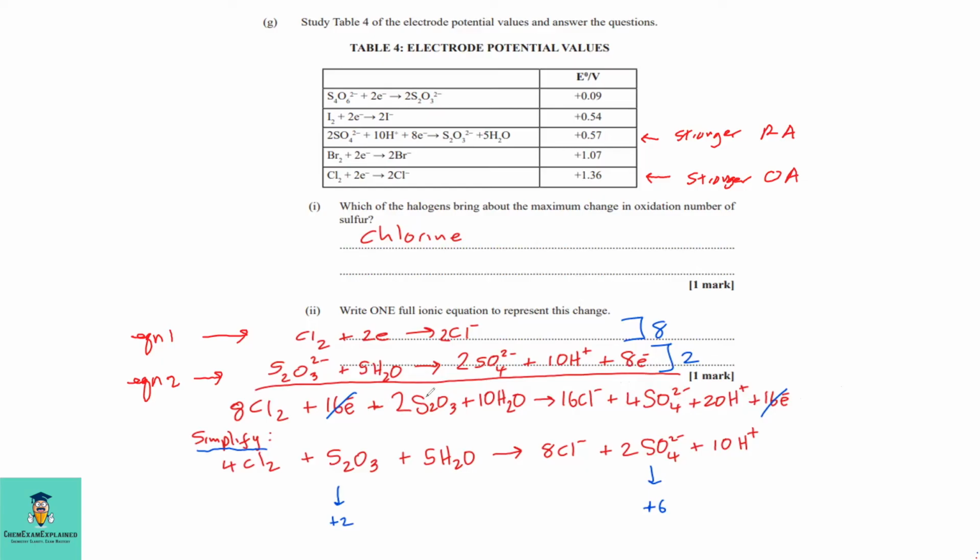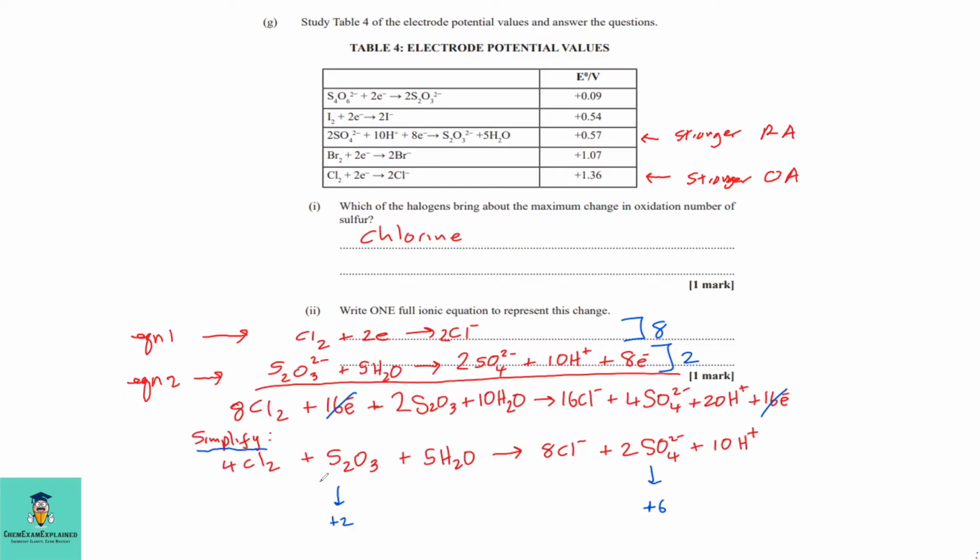After which, we're going to simplify the equation. So 2 into 8 goes 4 times, so 4Cl2 plus 2 into 2 gives me 1 S2O3 plus 2 into 10H2O produces 5H2O. 2 into 16Cl minus gives us 8Cl minus. 2 into 4SO4 2 minus gives us 2SO4 2 minus. 2 into 20H plus gives us 10H plus.